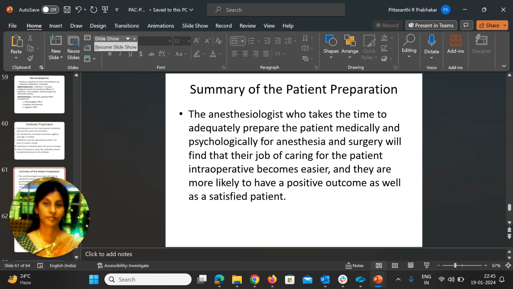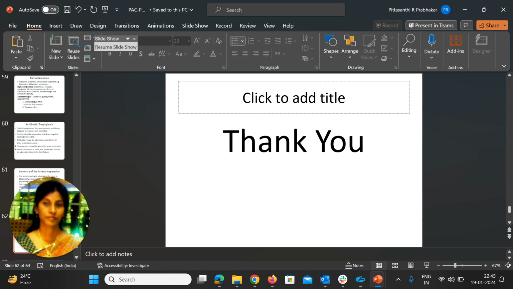Summary of the patient preparation. The anesthesiologist who takes the time to adequately prepare the patient medically and psychologically for anesthesia and surgery will find that their job of caring for the patient intraoperatively becomes easier, and they're more likely to have a positive outcome as well as a satisfied patient. Thank you.